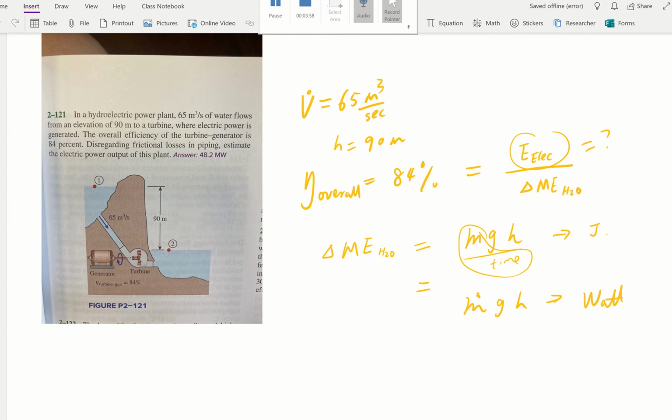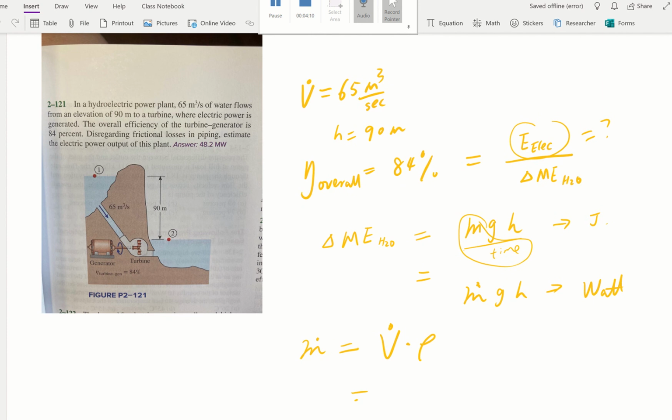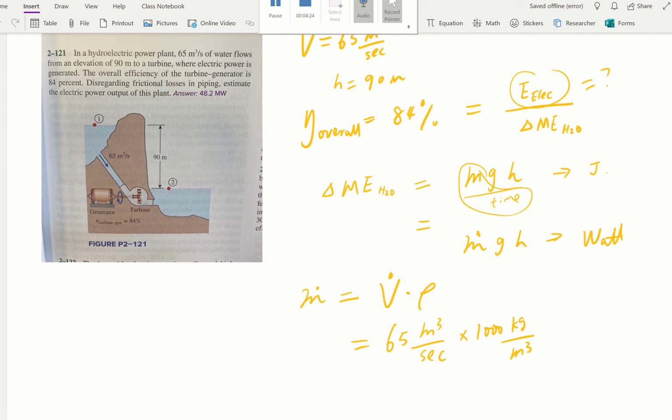Okay, do we know the mass flow rate? Or how do we find the mass flow rate? We know the volume flow rate. Volume flow rate times density gives us mass flow rate, right? So the volume flow rate here is 65 meter cube per second. That's a given. Density of water, we know it's 1,000 kilograms per meter cube. Knowing those two, we find our mass flow rate, which is 65,000 kilograms per second.